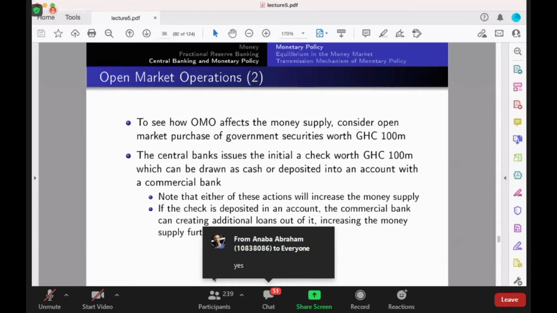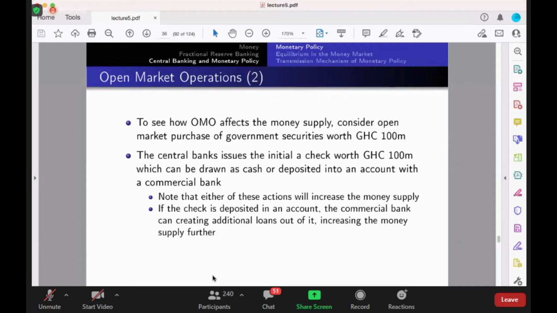Linda Bosomafe, please. Yes. Is Treasury Bill the same as shares? Are they the same? Treasury Bill the same as shares?